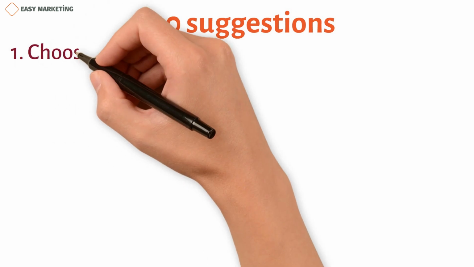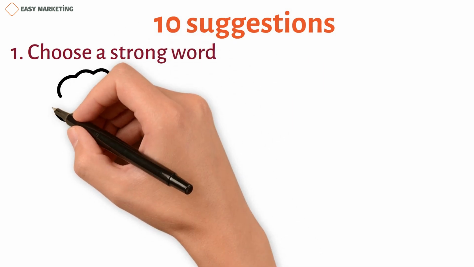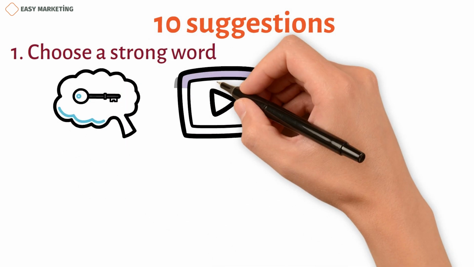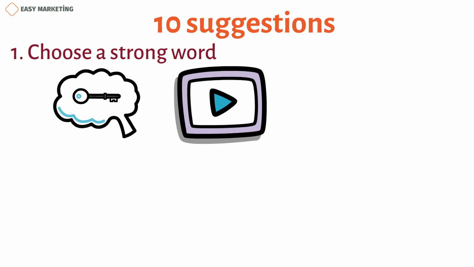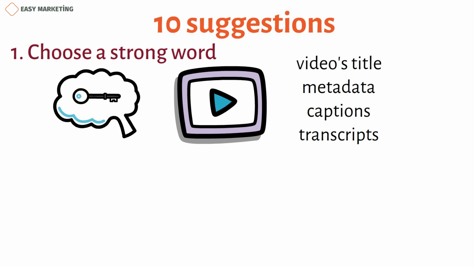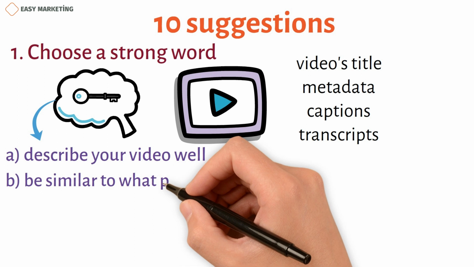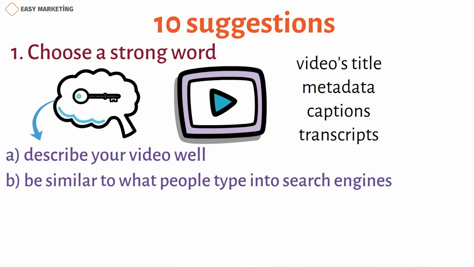1. Choose a strong keyword. Before you can improve YouTube SEO, you need to choose the right keyword or phrase for your video. When keywords are spoken in the audio, they often show up in the video's title, metadata, captions, and transcripts. This is helpful for SEO. The words and phrases you choose for your keywords and keyword phrases should describe your video well and be similar to what people type into search engines to find content like yours.